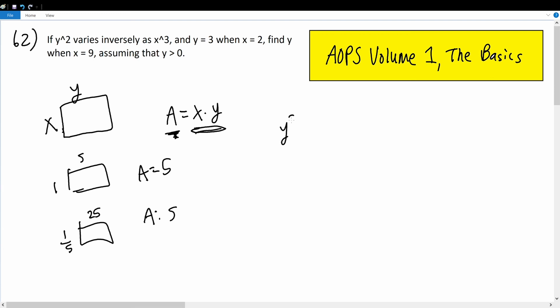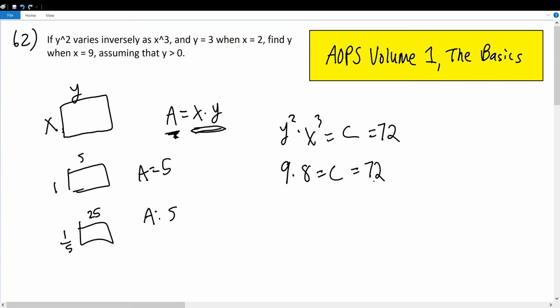So y squared times x to the third must give a constant. And we're told what this constant is, because we're given a scenario when y is equal to 3 and x is equal to 2. When y is equal to 3, y squared is 9. And when x is equal to 2, x cubed is 8, meaning that c is equal to 72. So y squared times x cubed is the same thing as 72.